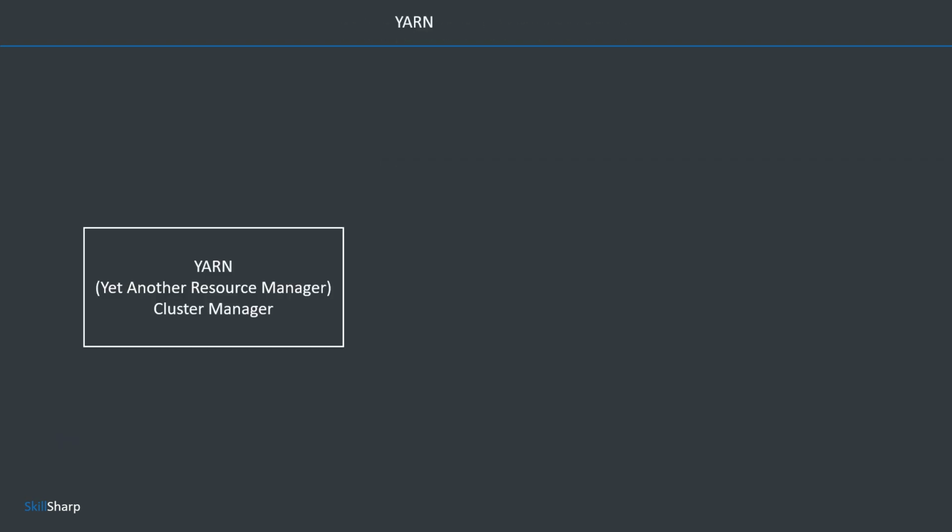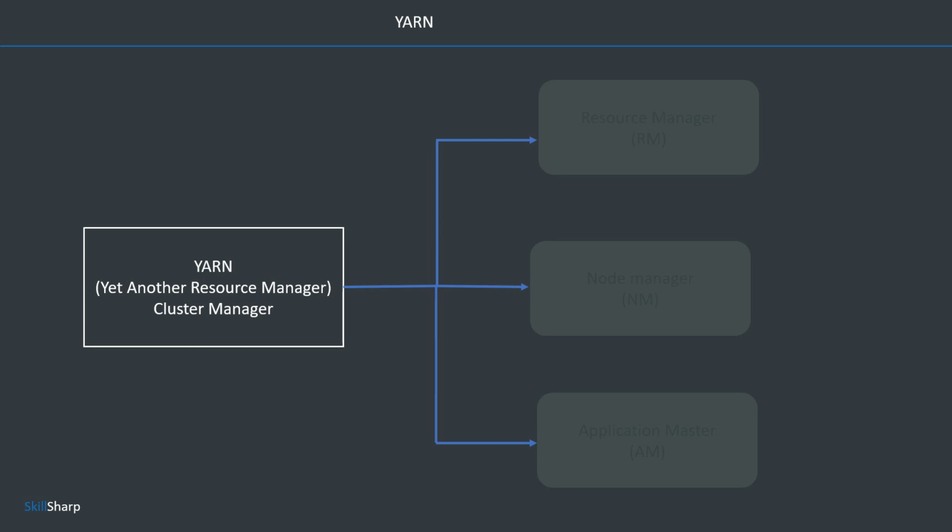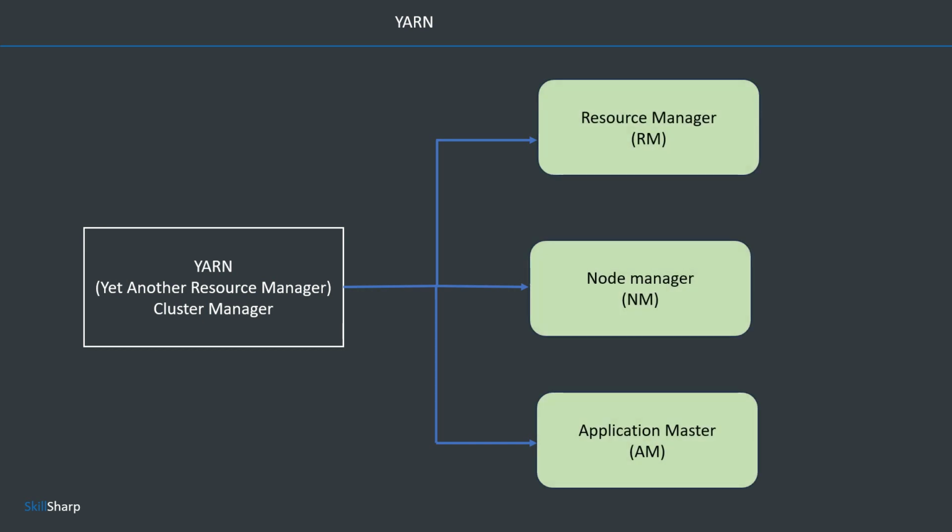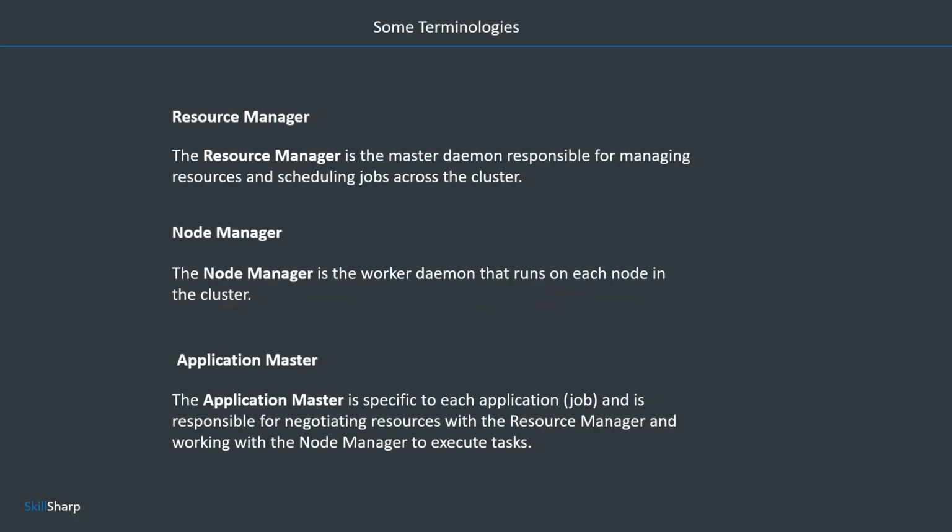So let's see the first component, that is YARN, and how it's structured. YARN is basically divided into three parts. And what are the three parts of YARN? Those are nothing but the resource manager, node manager, and application master. We will see all the things in detail. But first let's see what the resource manager actually is.